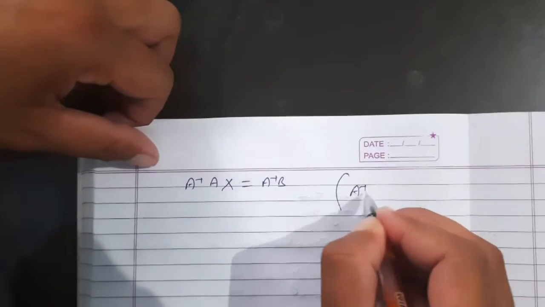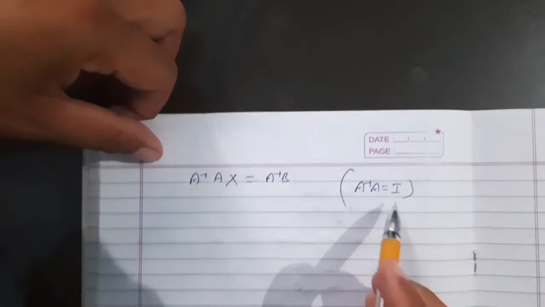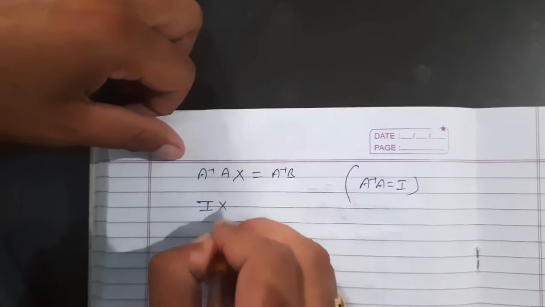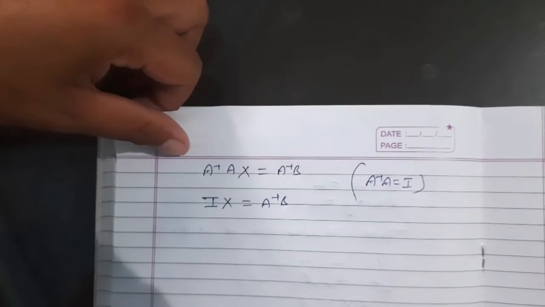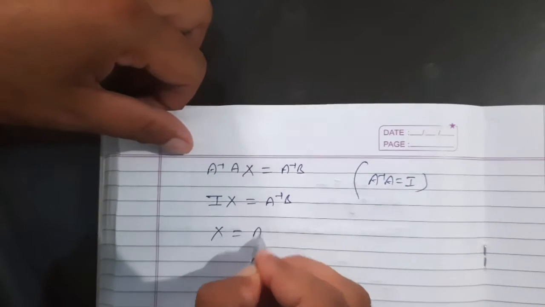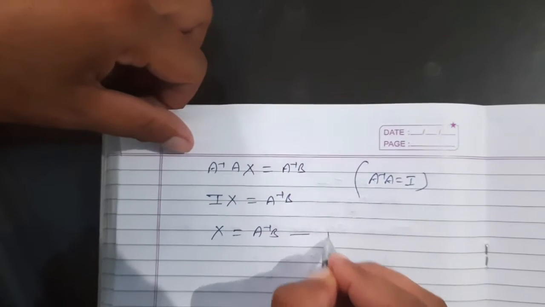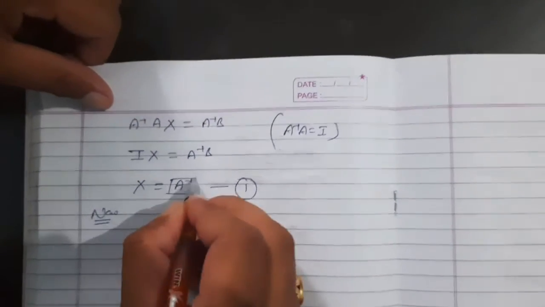And we know A inverse A is equal to the identity matrix, that is written as I. So here's I, and X is equal to A inverse B. The identity matrix works as an identity, that is 1. So I times X is X, and A inverse B. Take it as number 1. Now we have to find the inverse of A.